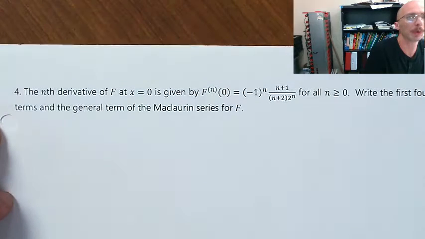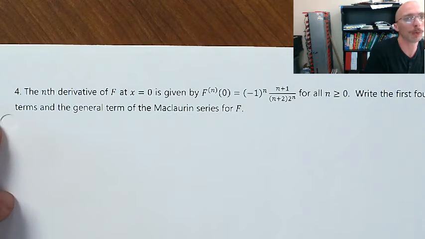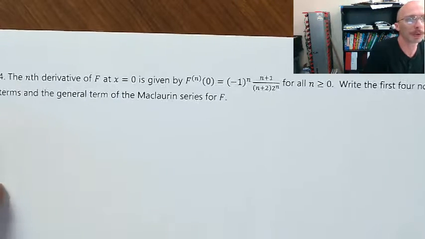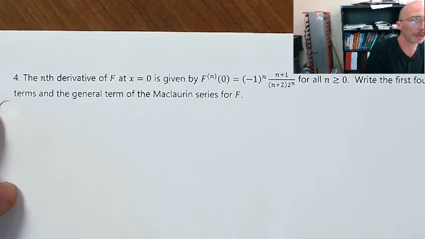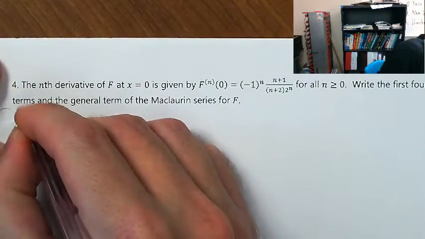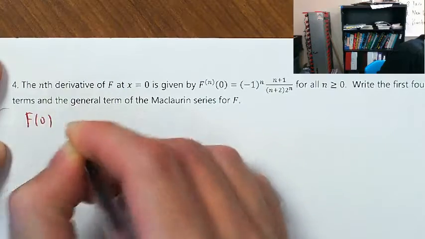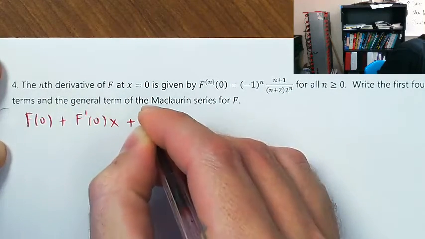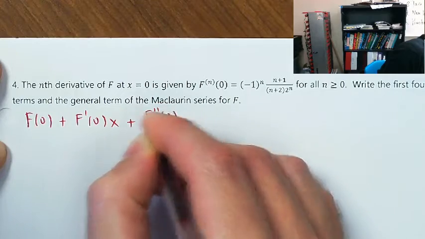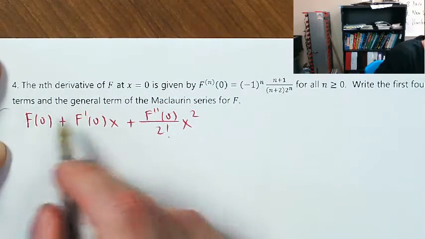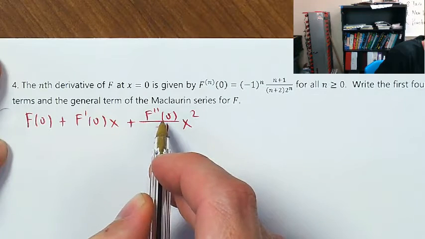So the nth derivative of f at x equals 0 is given by f's nth derivative at 0 equals negative 1 to the n times n plus 1 over n plus 2 times 2 to the n, also in the denominator, for all n greater than or equal to 0. Right, the first 4 non-zero terms and the general term of the Maclaurin series for f. Okay, well, maybe I'll just remind you that it would be f of 0 plus f prime of 0 x plus f double prime of 0 divided by 2 factorial x squared. First 4 non-zero terms. With any luck, these won't be zeros.